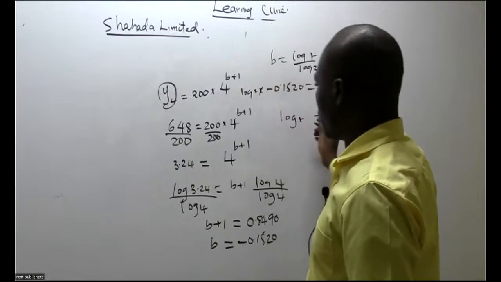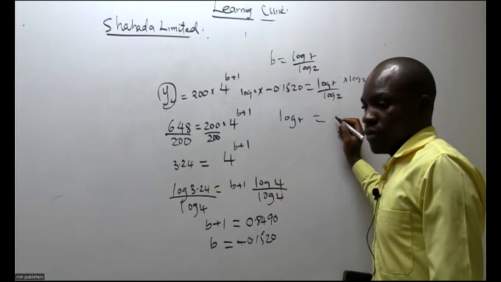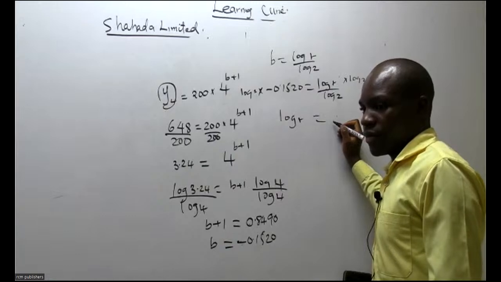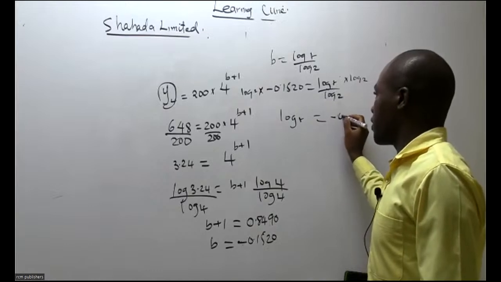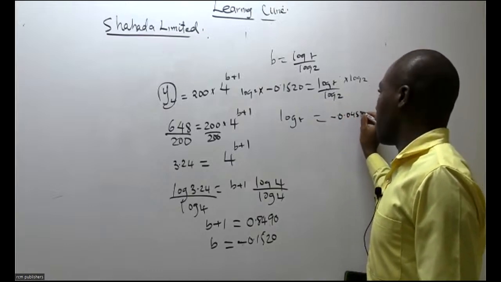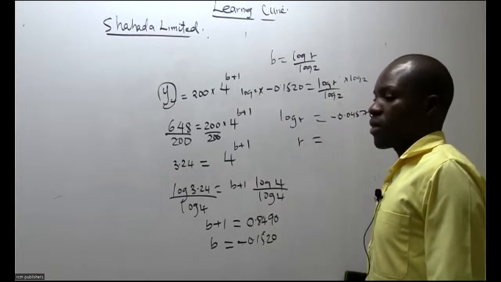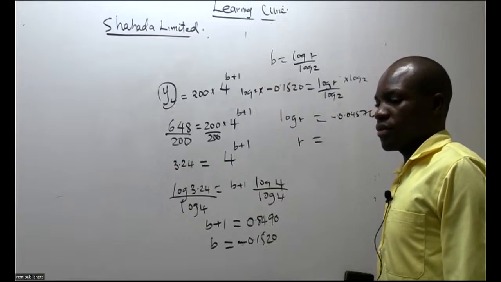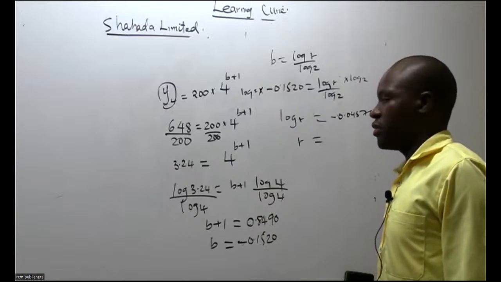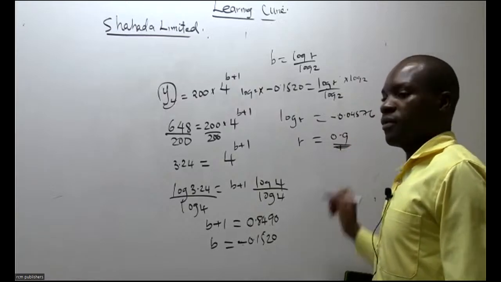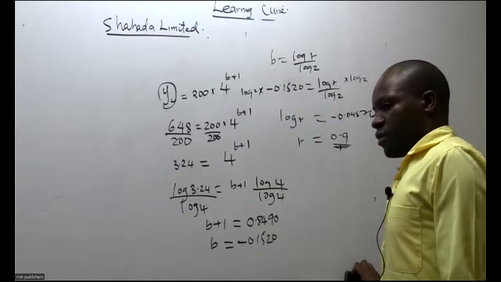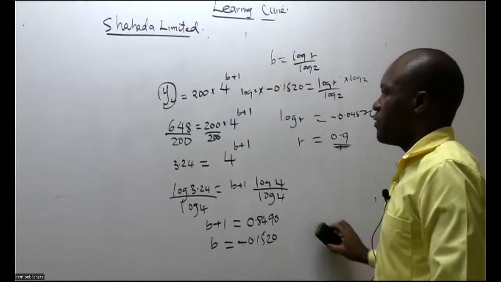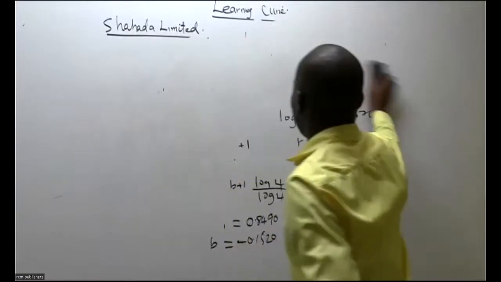Log 2 times negative 0.1520, what will you have? Negative 0.04576. So give me the antilog of that. The antilog of that will take you to 0.9. Are they not the same? Okay, so during your free time, try using the first 8 units and see if you'll be able to arrive at the same answer.